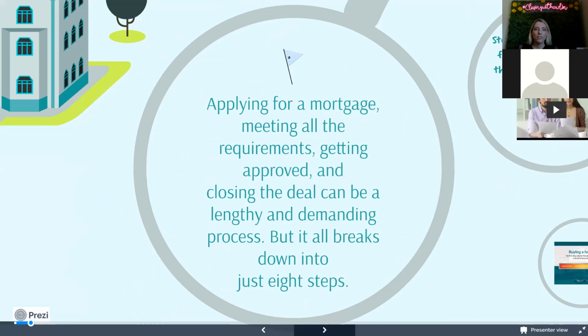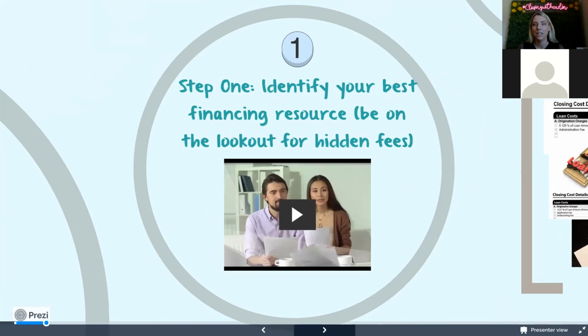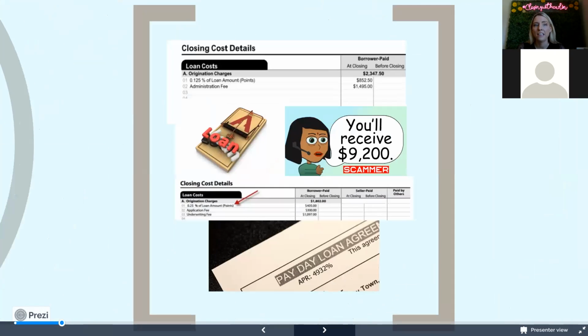Applying for a mortgage can seem like a pretty lengthy process, and it can be, especially if you're self-employed or have some sort of situation going on. But it all ultimately breaks down into just 8 steps. The number one step is to identify your best financing resource and make sure that they're not charging any sort of hidden fees or anything.